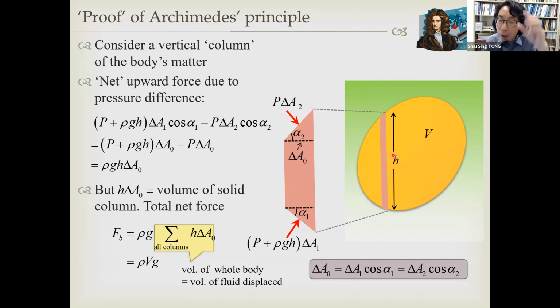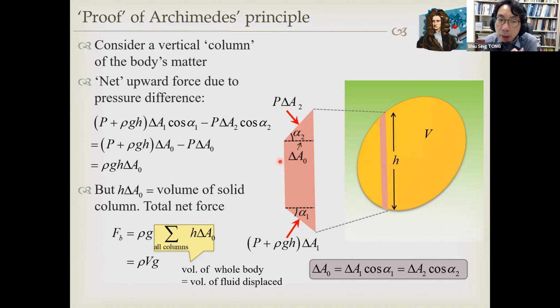But H multiplied by delta A0 is essentially the volume of the solid column, right? The height multiplied by the cross-sectional area is the volume of the solid column. Now these two triangles are very small. The volume of the triangles is sufficiently small if I let the area of the column tend to 0, so I can ignore it when I have a sufficiently large number of columns and the cross-sectional area of each column is sufficiently small.